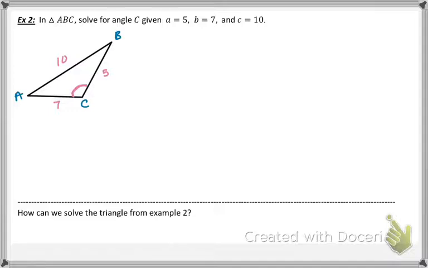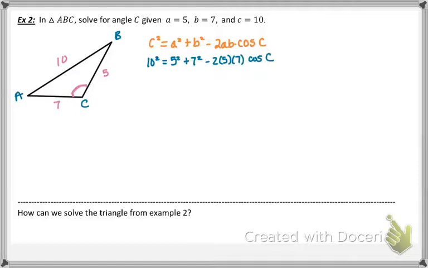And because we're looking for angle C, I'm going to start the equation with the side opposite angle C, so little c. So my equation is going to be c squared is going to be equal to a squared plus b squared, the other two sides that I'm not looking for, minus 2ab times the cosine of C. And let's go ahead and substitute our information in. So 10 squared equals 5 squared plus 7 squared minus 2 times 5 times 7 times the cosine of angle C that I'm looking for.